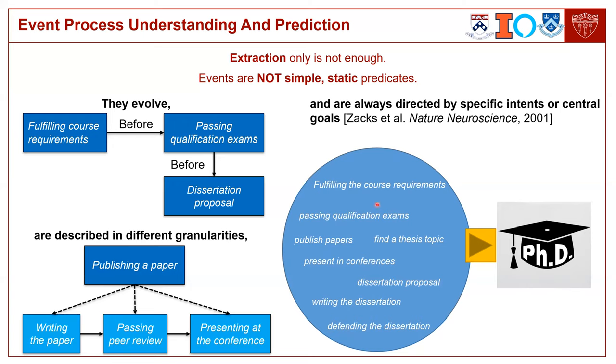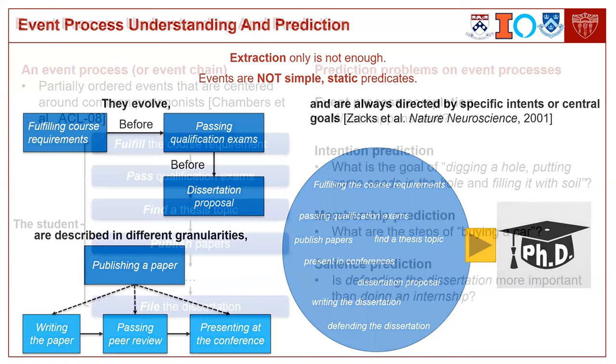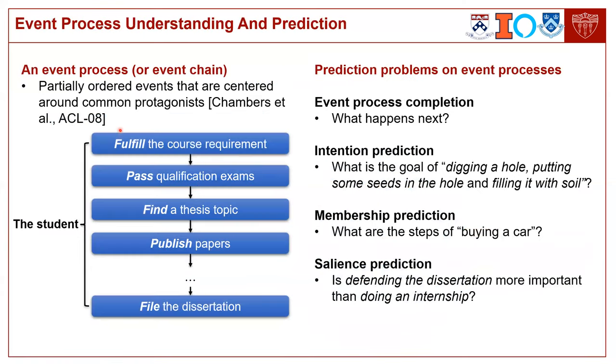Actually, all those properties are often not directly extractable from text. Therefore, it often involves some effort of prediction. So in this part of the talk, we'll focus on the event process, which is modeled as a set of partially ordered events centered around a common protagonist. For example, again, for the process of earning a PhD, we have the common protagonist, which is a student, and the student will start from fulfilling the course requirements, and so on and so forth, until filing the dissertation.